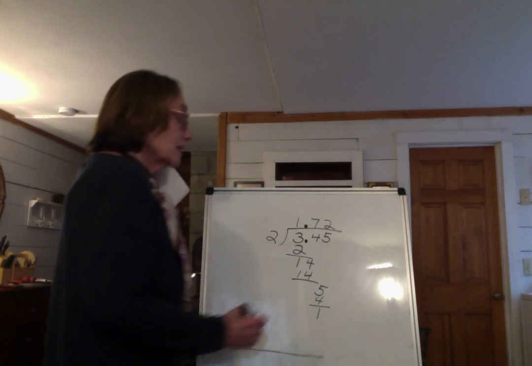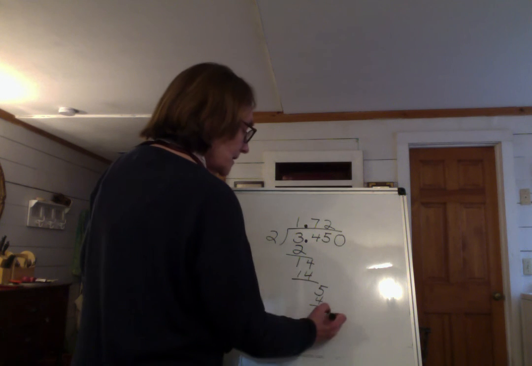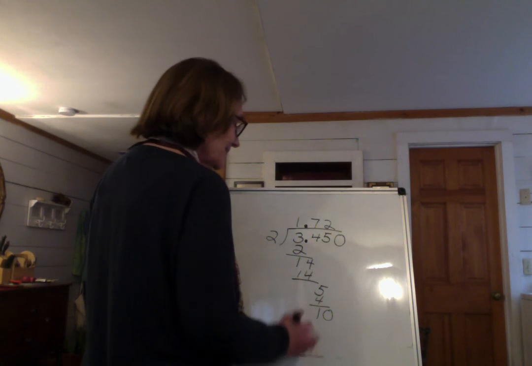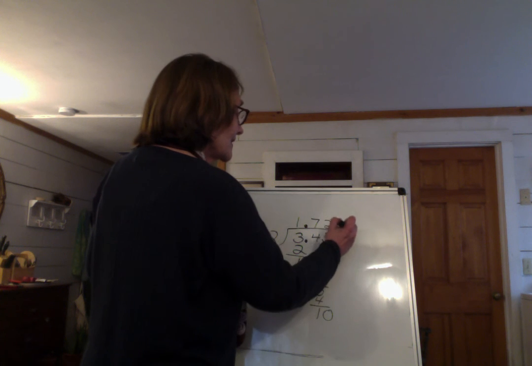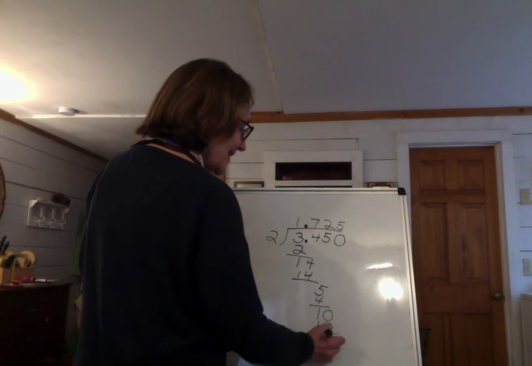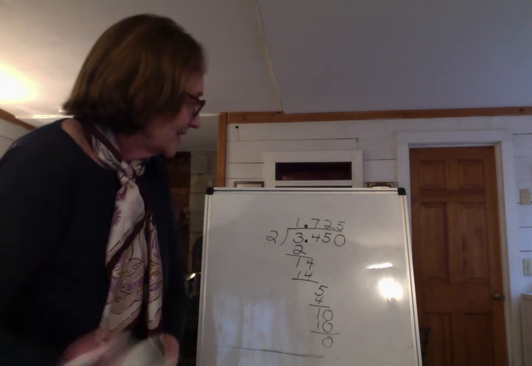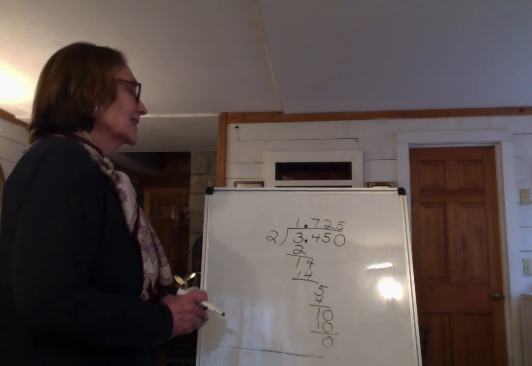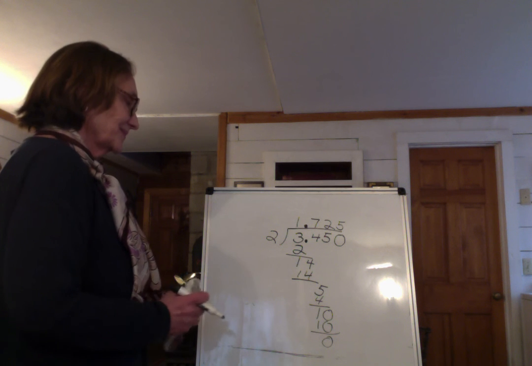1 left over, we can't have that, we have to have 0. So we put a 0 up there and bring it down here. How many 2's can go into 10? 5. 5 times 2 is 10. And there's our 0. Our answer is 1 and 725 thousandths.